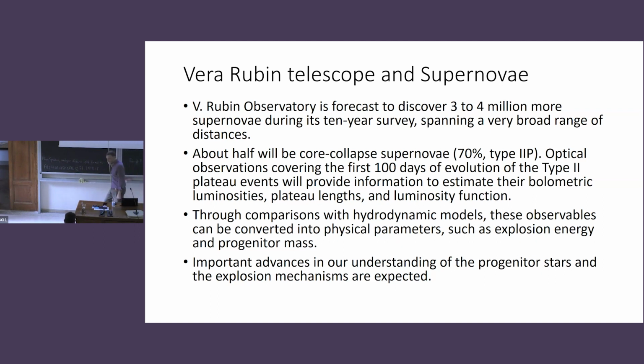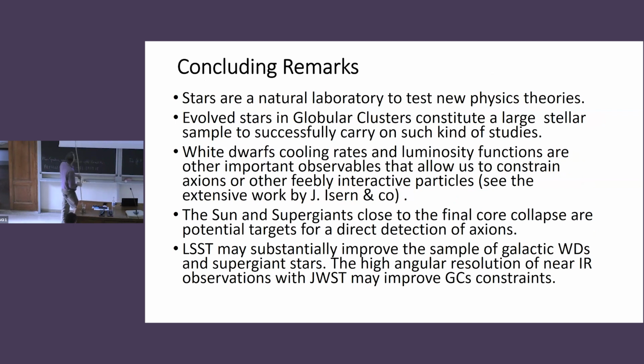Okay. So let me go to the conclusions. You can read it without saying. So we have several potential astronomical sources of axions, and with combining accurate models and accurate observations, we may successfully constrain axion physics. Okay, thank you.